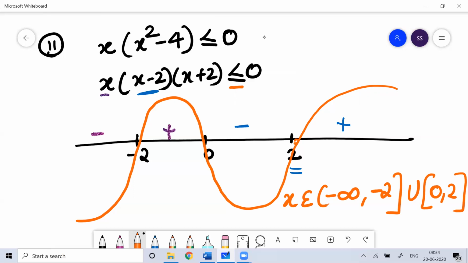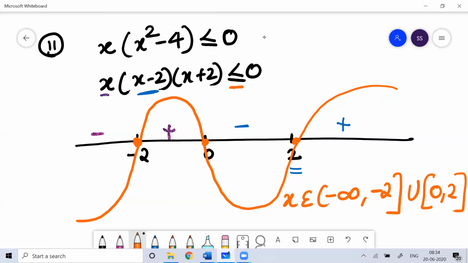So these values will be acceptable. The values of x here would be 2, 0 and -2, and they should come into the solution. You can see -2 is there, 0 is there, 2 is there. So that way you got the answer.